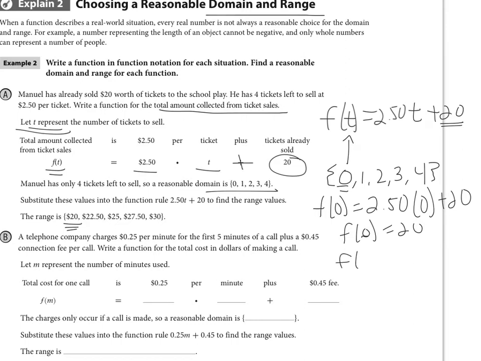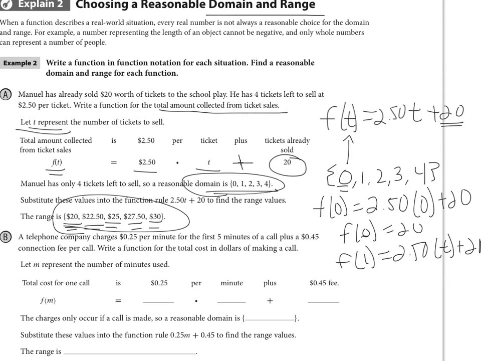Then we would do f of 1 ticket and plug that in. So we get $2.50 times 1 plus 20. So that's going to be $22.50. Then we're going to do f of 2, f of 3, f of 4. And those are those values right here. So this is our range. So we have our domain and our range that work for this particular problem.